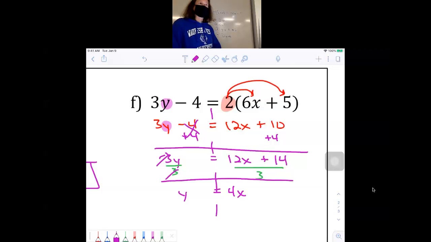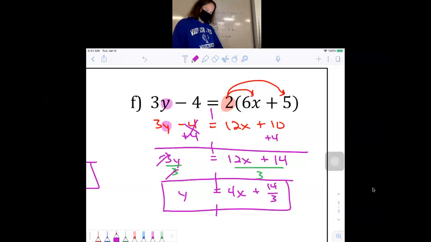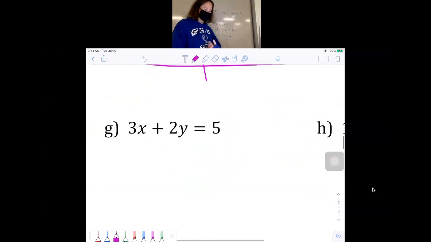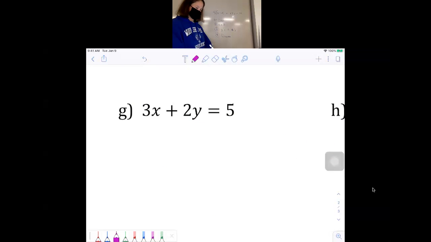Now let's tackle the 14 divided by 3. 14 thirds. No, that can't be simplified any. Okay. Oh, we're not to the fun ones yet. Try G. Fun ones are yet to come.